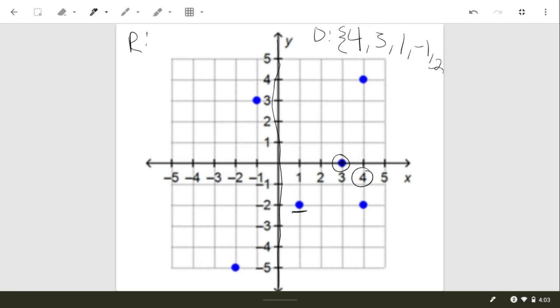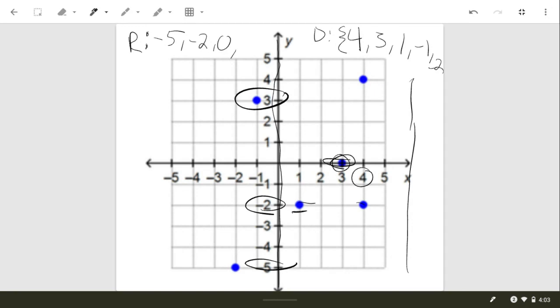The range are going to be those y values. You're looking at the up and down for it. All right, -5, that's in there. -2, that's in there. It's actually there twice. 0 is there. All right, so -5, -2, 0. 3 is in your range. So what I'm doing is I'm kind of looking at it from the bottom upwards, and 4 is also in there. Now, that's our domain and range.